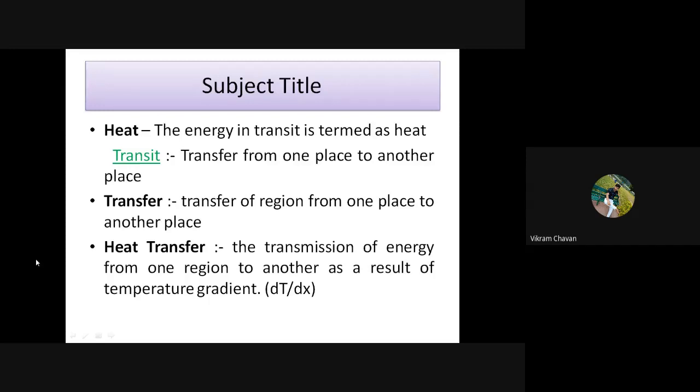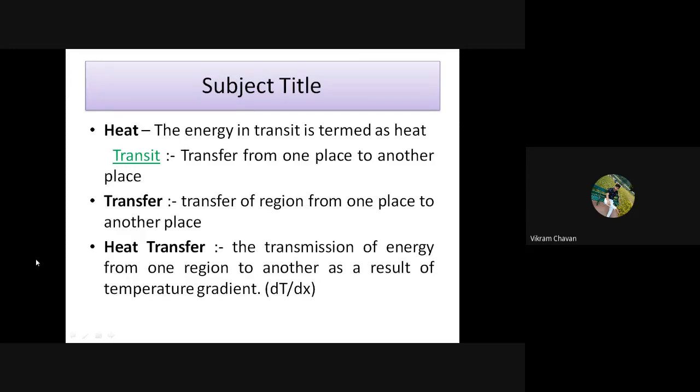There should be a temperature gradient between those two regions, and only then will heat transfer from one region to another. Please write down some important parts so that it will be easy for you to understand the further things. So start with heat.